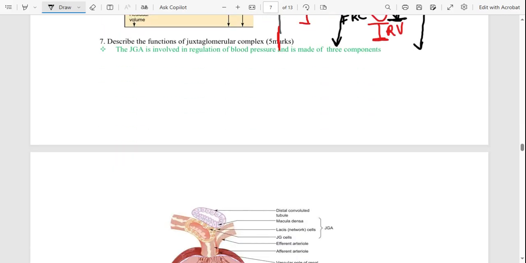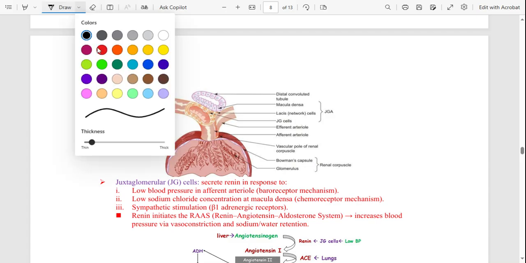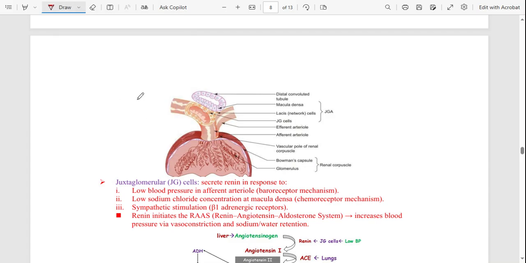Okay. So describe the function of the juxtaglomerular complex. Well, the juxtaglomerular complex is like this. Remember, when you see the way the kidney is, you have got what you call a nephron, which is a functional unit of the kidney. A nephron is going to be made of different parts. So here you have got what we call the afferent arteriole.